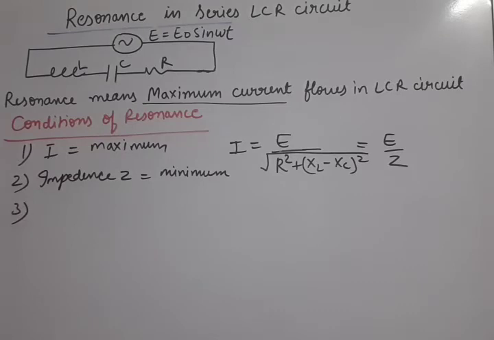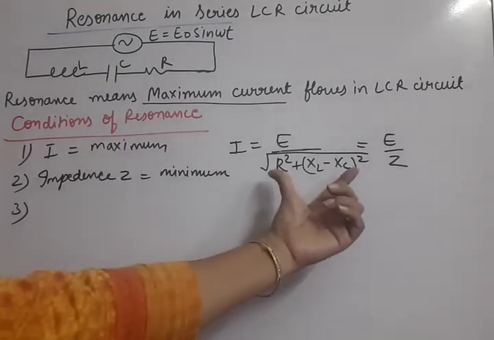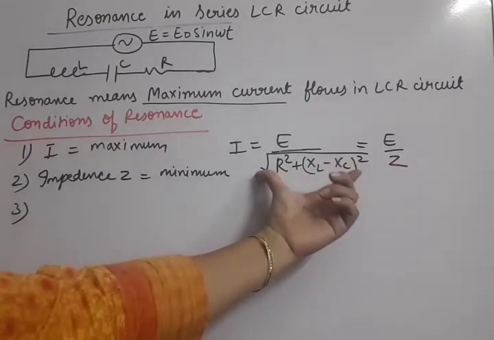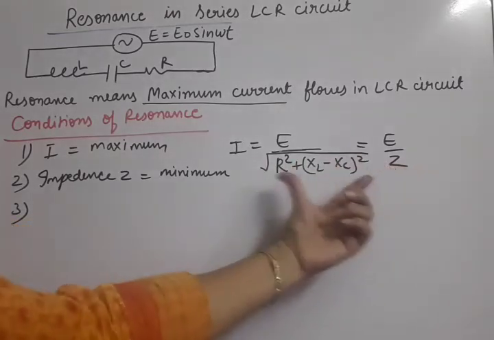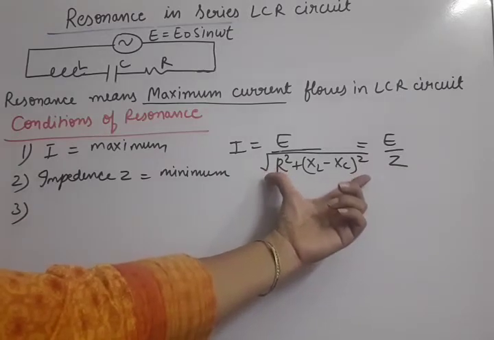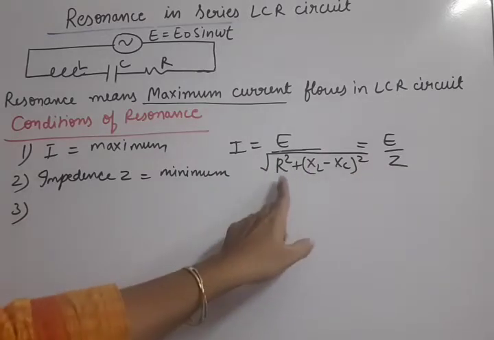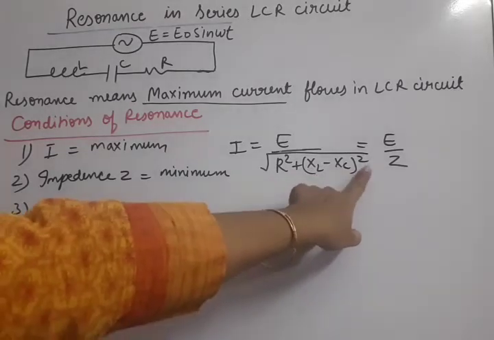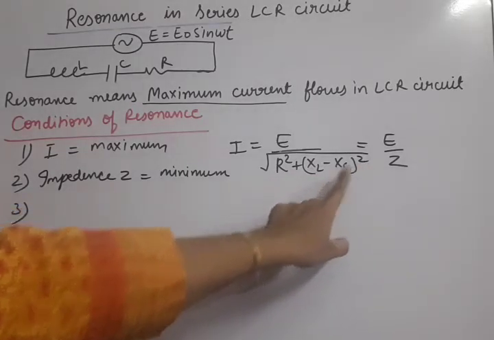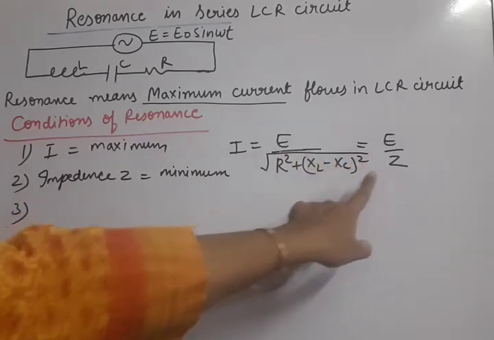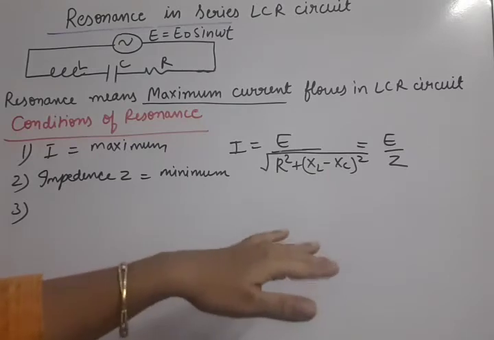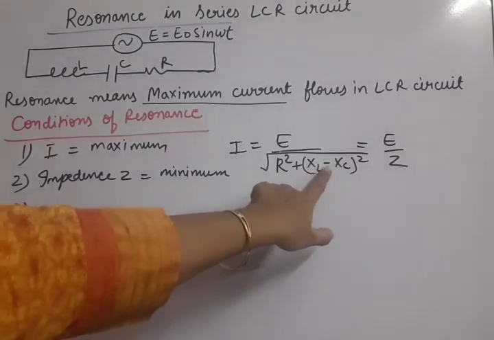Now let us get the third condition. You see, we are saying that this Z term should be minimum. In this impedance term we have R square and the square of the subtraction of XL and XC. So if we want to make it minimum, this minus sign will help us, since the negative sign is there.